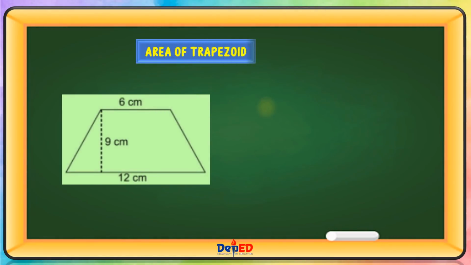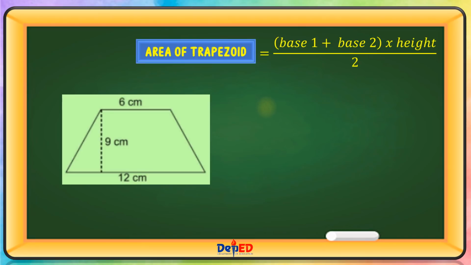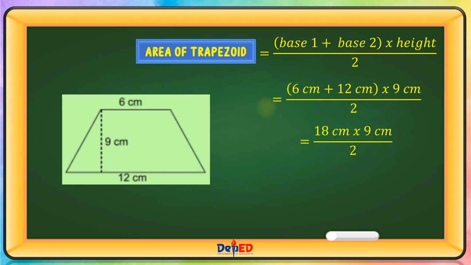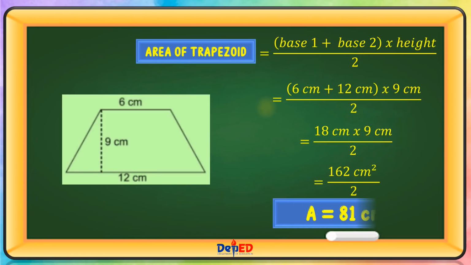Area of trapezoid. Ang ating formula ay base 1 plus base 2 times height divided by 2. Meron tayong base 1 na 6 cm at base 2 na 12 cm times 9 divided by 2. 6 plus 12 equals 18 cm times 9 cm divided by 2 equals 162 cm squared divided by 2 equals 81 cm squared.